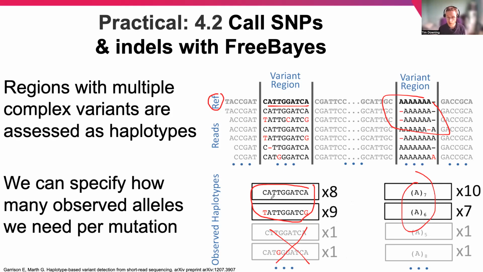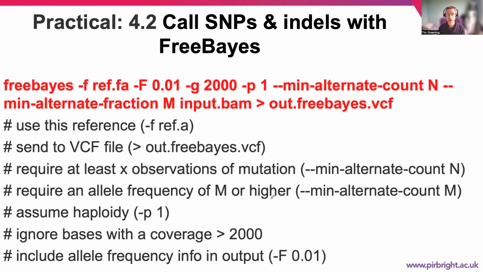Our command structure for this is outlined here. So we call the tool itself. We determine the reference fasta that's of interest. We look at -F here, which indicates the minimum allele frequency, which is 0.01. You can change that to 0.02 if you want. We have -G 2000, to ignore bases with coverage that's higher than that, because that might contain a structural variant.